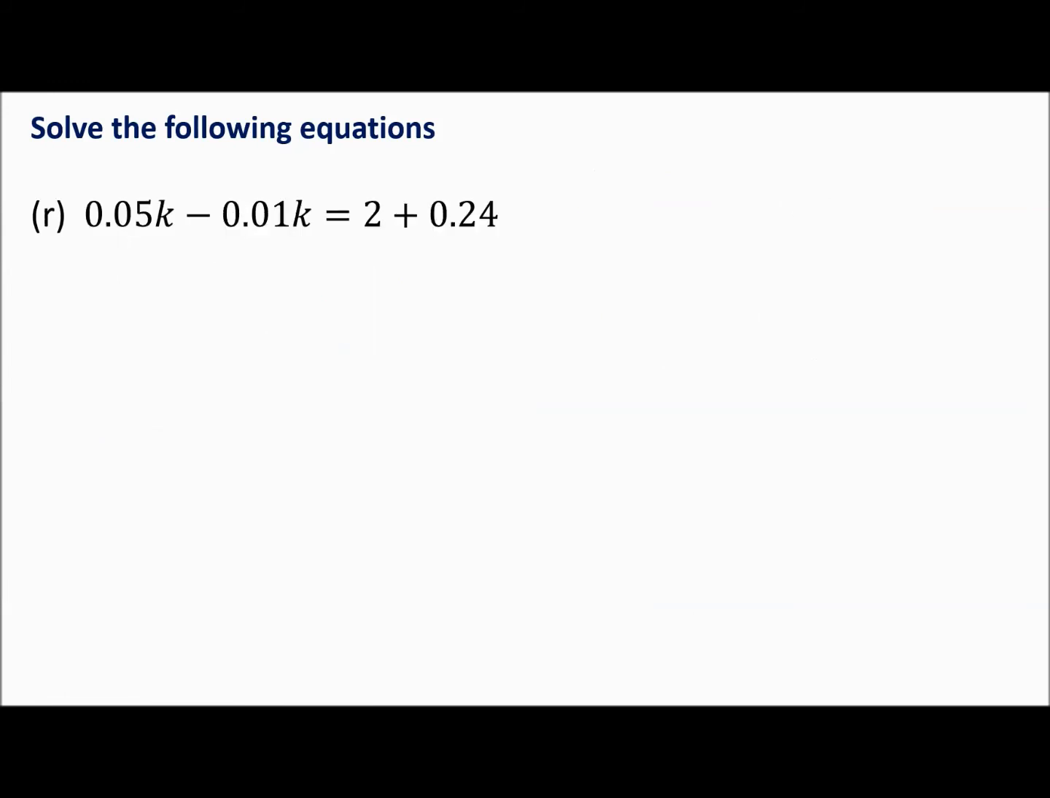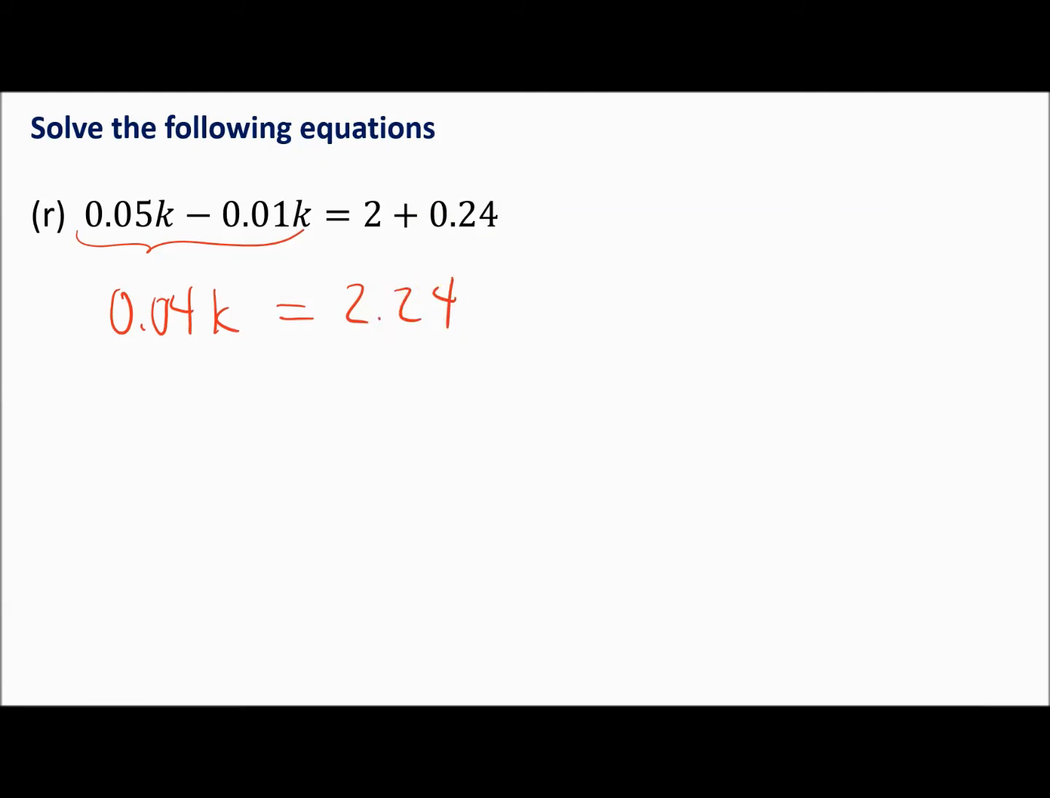Well, what if you have the same issue going on, but with decimals? So look at the left side, just all by itself. I can combine that together. I have like terms. I have 0.05, or the real way is 5/100ths, K, minus 1/100ths, K. Now, y'all know 0.05 minus 0.01 is 0.04 K. I just combine like terms equals 2 plus 0.24 is 2.24. And that's my real problem right there.